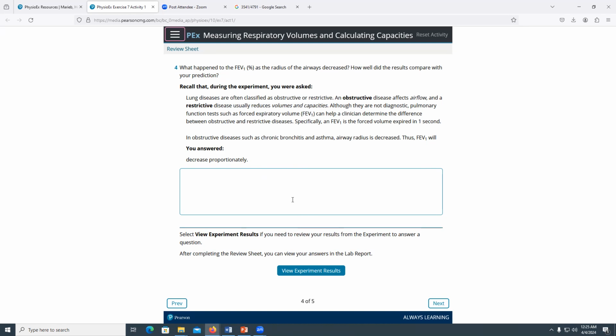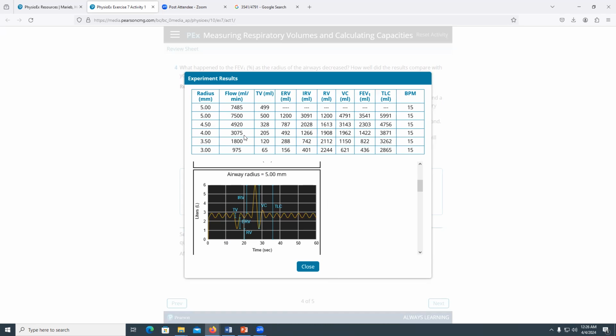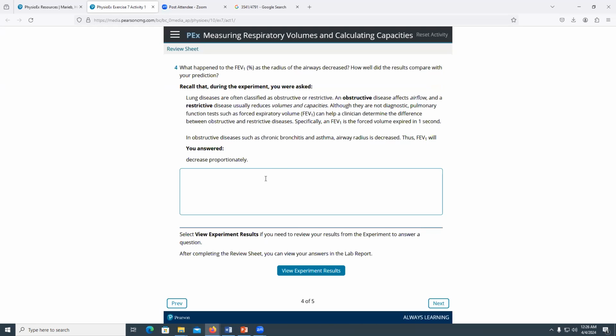Okay, question number 4. What happened to the FEV1 percentage as the radius of the airway decreased? As the radius decreased, when we compared 5 to 3, the FEV1 decreased proportionally. Lung diseases are often classified as obstructive, which affects airflow, and restrictive, which reduces volumes and capacities.